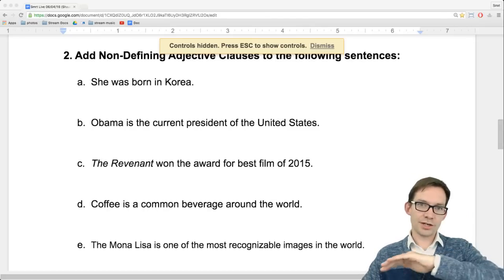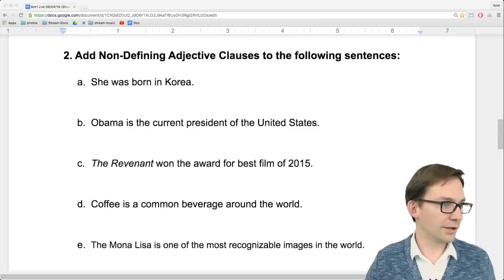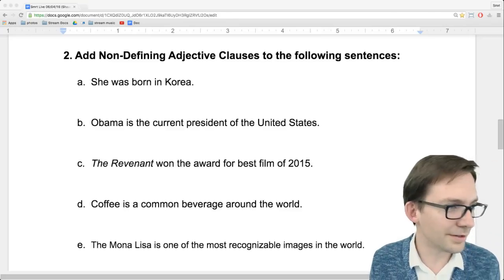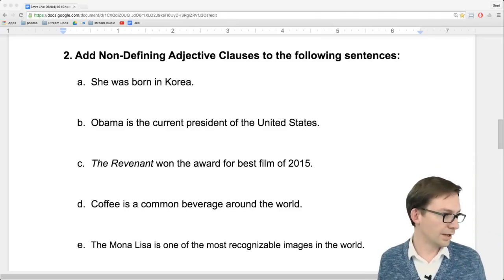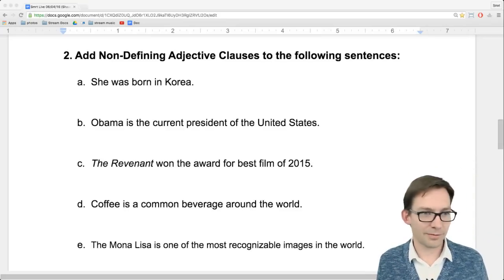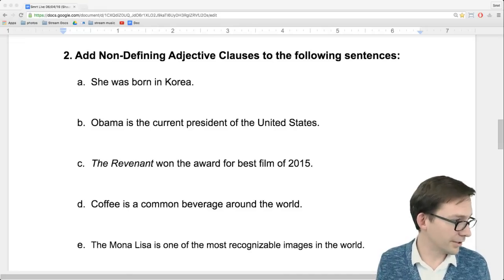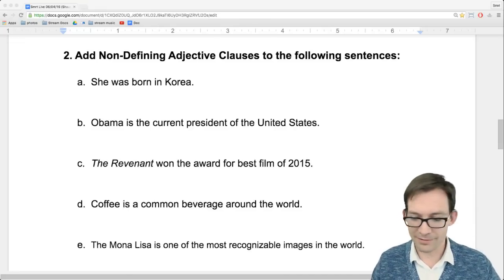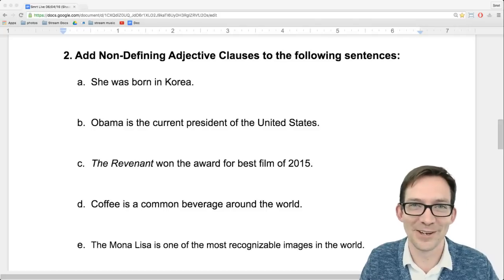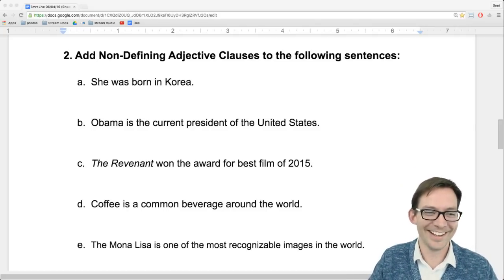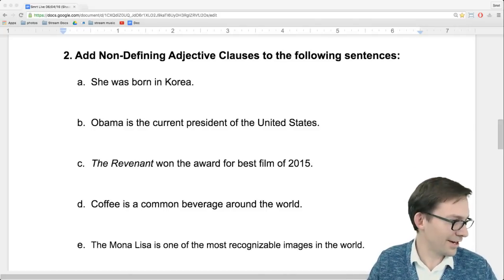Now, this is just non-defining relative clauses, and this will allow you to get a little bit more creative here, okay? So, I have put, it looks like Mark has a stressful job. Yeah, I know. I feel bad for Mark. He's got a very stressful job. Yeah? I think, are you working right now, Mark?